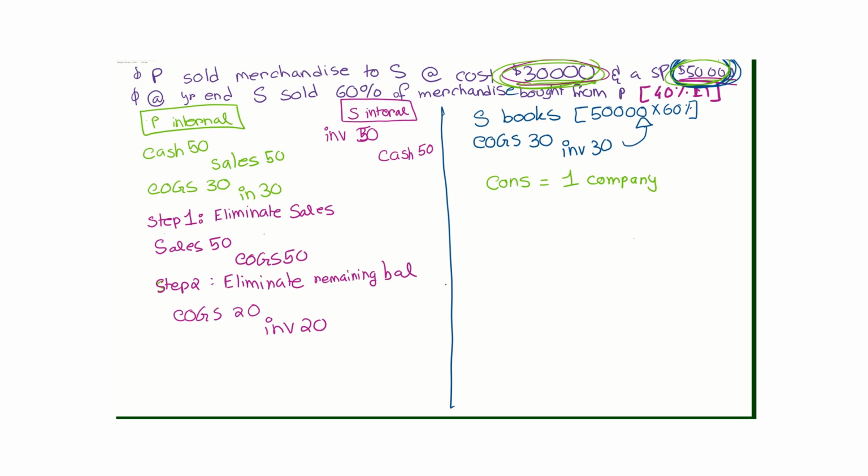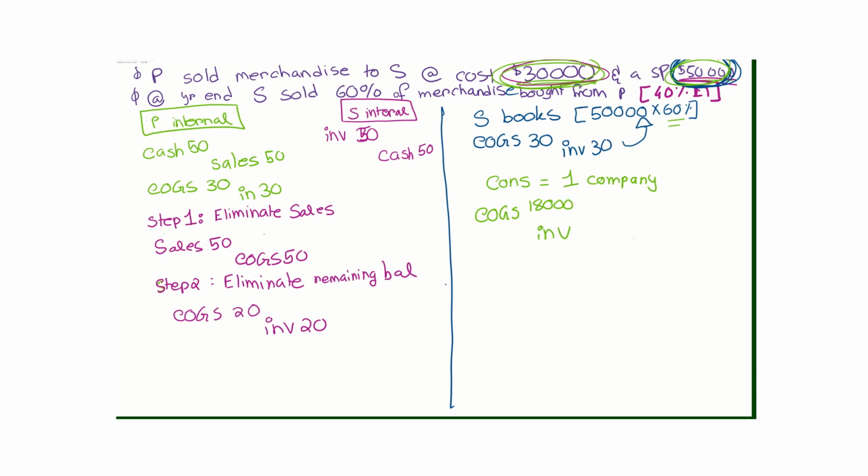Inventory never came into S's books for 50. We never lost inventory from P's books for 30,000. That never happened. Inventory is still at 30,000 and this 50,000 inventory does not exist. So under the consolidation concept, when we're saying that this is one company, the actual journal entry that should have taken place when 60% of this inventory was sold should have been debit cost of goods sold and credit inventory at 18,000.